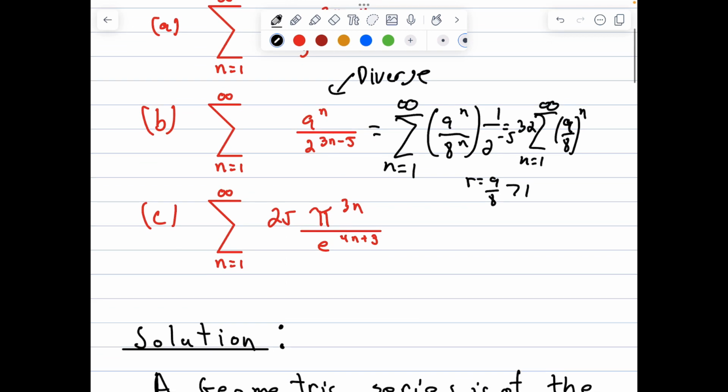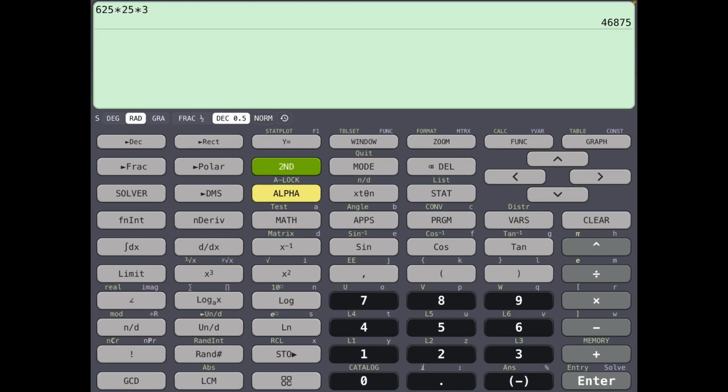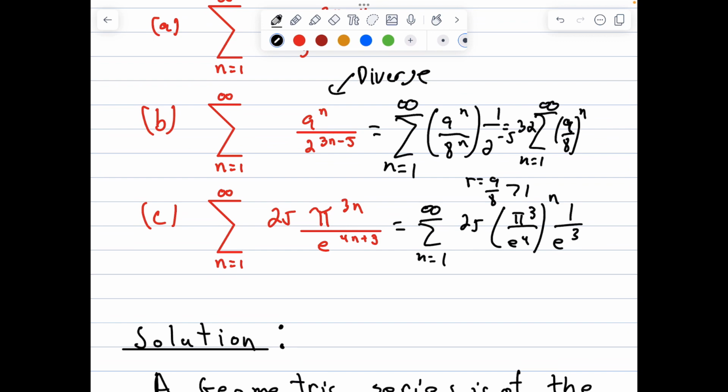And last but not least, this one here. This would be 25 times pi to the third over e to the fourth, to the nth power. And I would have an e to the third on the outside here, 1 over e to the third. So pi cubed over e to the fourth. Well, let's see what that is. I'm not sure. So pi to the third divided by e to the fourth, and you get something that's less than 1. So yay, it's going to converge.